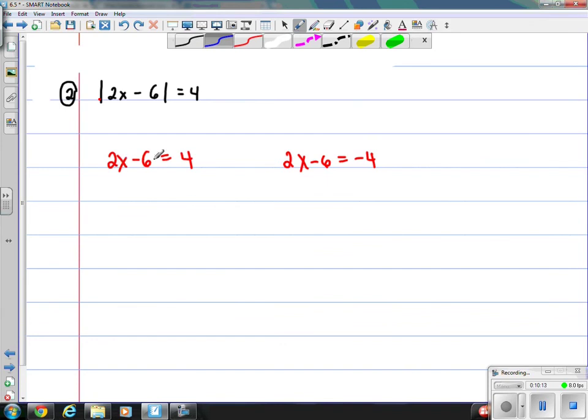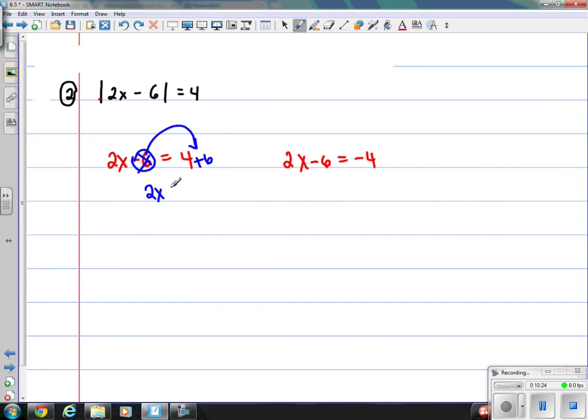So solve for x, and we have to take my minus 6 and make him a plus 6. So he disappears from the left. I get 2x equals 4 plus 6 is 10. Now to solve for x, we're going to divide both sides by 2. 2's cancel. X equals 5.